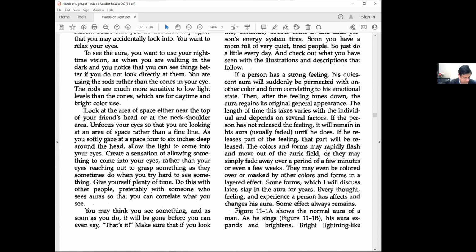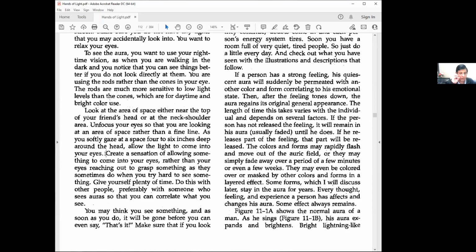Look at the area of space either near the top of your friend's head or at the neck shoulder area. Unfocus your eyes so that you're looking at an area of space rather than a fixed line. As you softly gaze at a space 4 to 6 inches deep around the head, allow the light to come into your eyes. So this becomes important also over here, right?